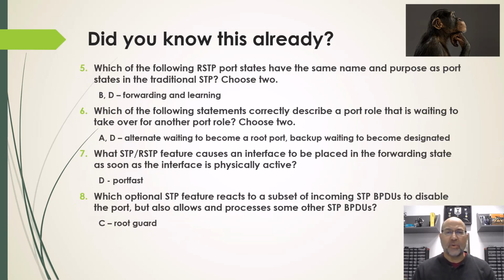Question number 5, which of the following RSTP, Rapid Spanning Tree, port states have the same name and purpose as port states in traditional STP? Choose 2. And that was the forwarding and learning states. Those are the same in those 2 versions of spanning tree. Question number 6, which of the following statements correctly describes a port role that is waiting to take over for another port role? Choose 2. These were A and D, and what we have to realize is that in this case, when a port is blocking, that doesn't mean it's dead. That might mean that it's ready to go.